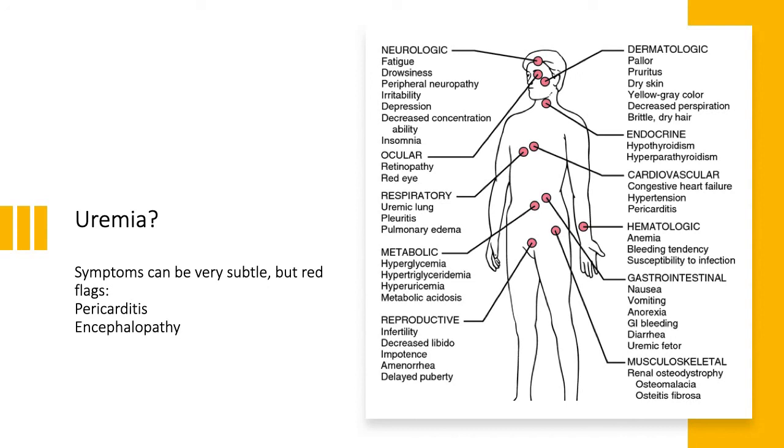Uremic symptoms may include decreased appetite, fatigue, and generalized malaise, in addition to those listed here on this slide. Moreover, severely uremic patients may also have a pericardial rub on auscultation or be obtunded. While there's no rule for urea level, severely uremic patients are likely to have a urea well above 25 or even 30.